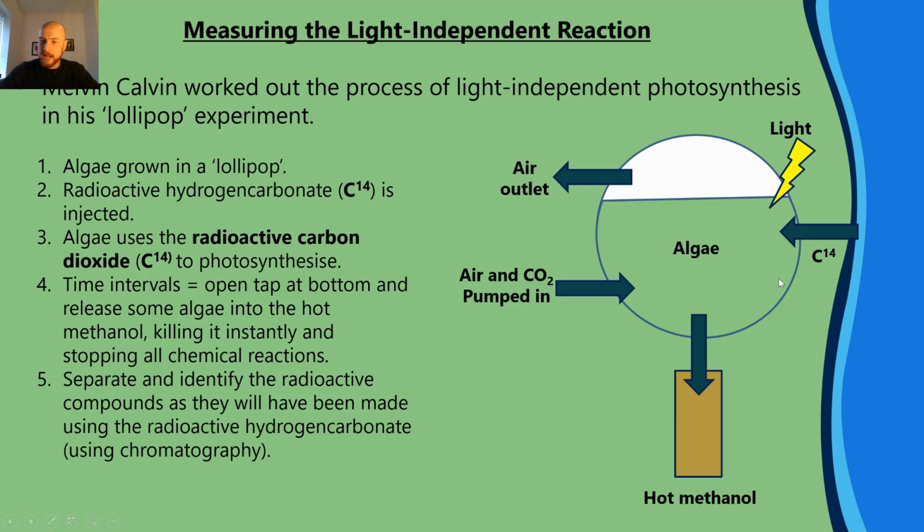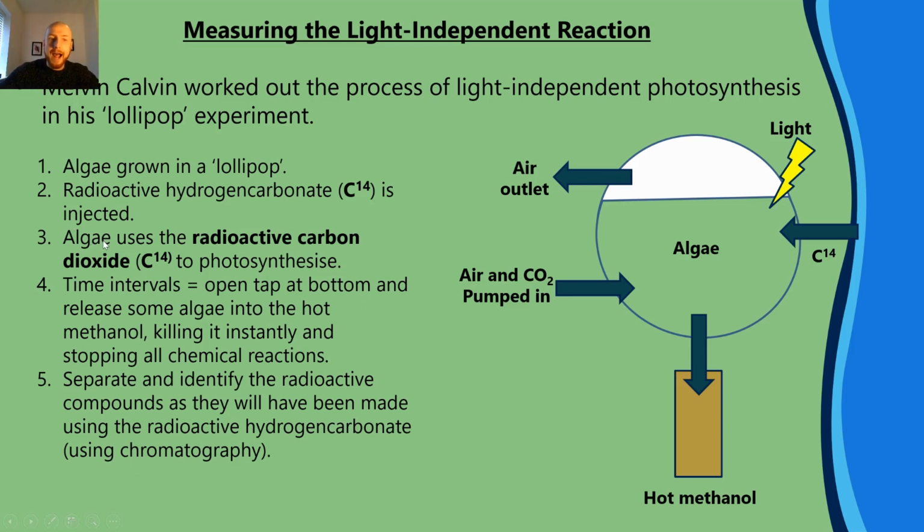And I've got a diagram of it here, so we can see, number 1, we had algae grown in a lollipop. So think about fish tanks when they get green stuff on the side of them. That is algae, which is basically single-celled plants that photosynthesize using chlorophyll. Number 2, radioactive hydrogen carbonate, and the isotope was C14, so we had a radioactive isotope, C14, that was injected into this lollipop, and the lollipop was like a big glass. It wasn't a sphere, it was like a flat circle, filled with algae. In comes the radioactive carbon.